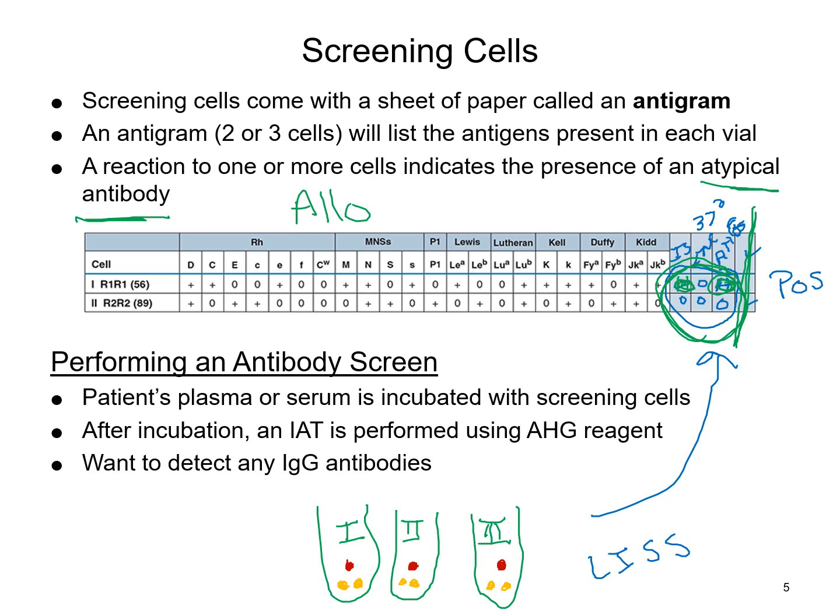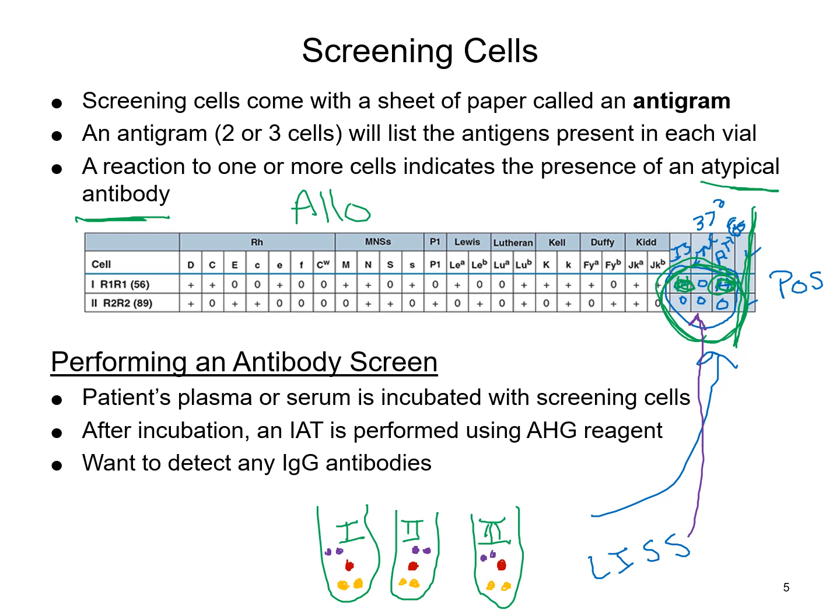Let's get another color here. It will be added before you put it into incubate. So your immediate spin would happen first, and then after you record and document that particular reaction, then you would add your LISS reagent. So it's usually going to be the same number of drops as the plasma that you added.